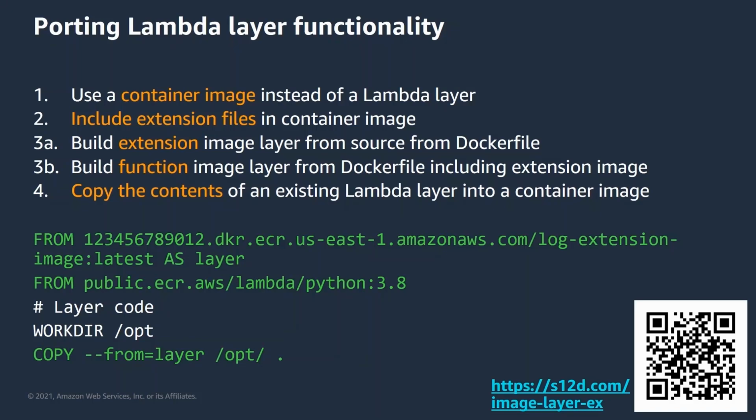When you then build your Lambda function, you add these container image layers to your Lambda function as you would any other container image layer. If there's an existing Lambda layer without a corresponding container image version, you can extract and copy the contents of the existing Lambda layer into your function image. And you can see here a log extension image is added to a function Dockerfile, and then the files are copied into the /opt directory, which would then have an extensions directory containing the extensions file. And there's a blog post via the QR code and link, which goes into a lot more detail on how to use the different options.